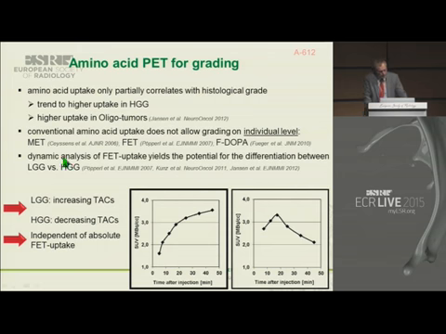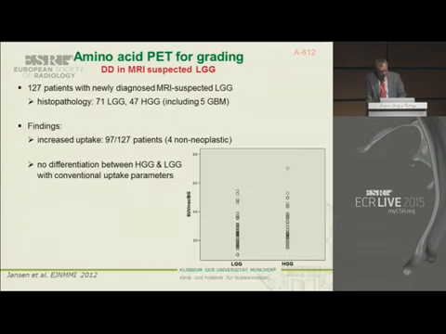What you have to do is a dynamic analysis if you use fluoroethyltyrosine, since this yields a potential for the differentiation between low-grade and high-grade glioma. You have in low-grade glioma a continuous accumulation of this tracer in a similar fashion like in normal brain tissue, whereas in high-grade glioma you have a rapid increase and then the tracer is washed out. The reason for that is not really well known, but it helps very well to differentiate these two types, and this is independent of the absolute uptake.